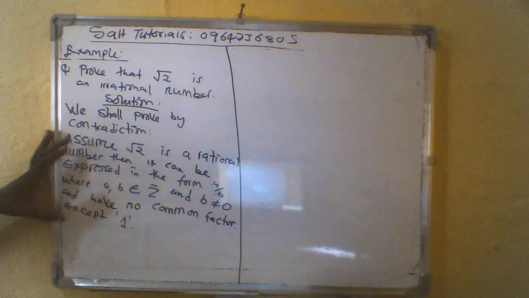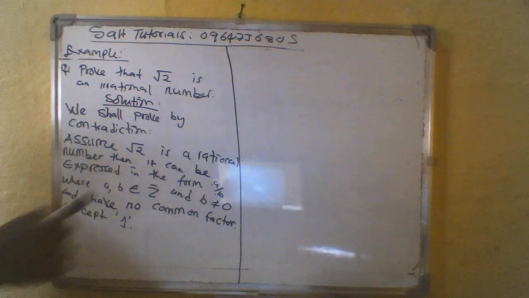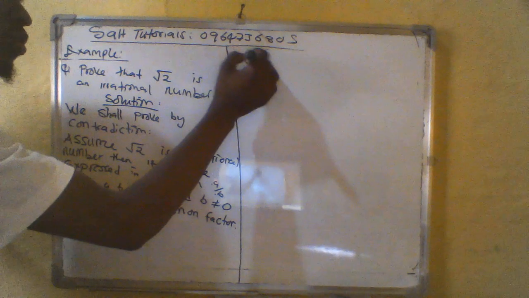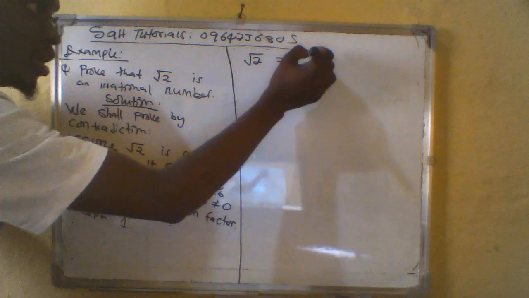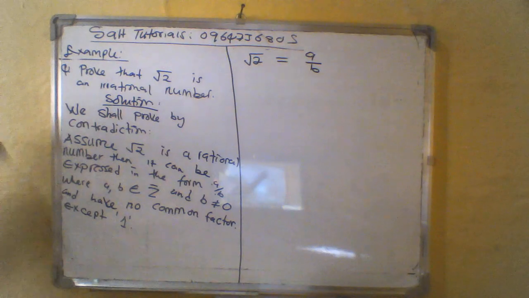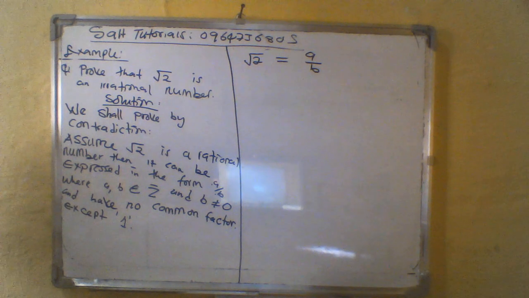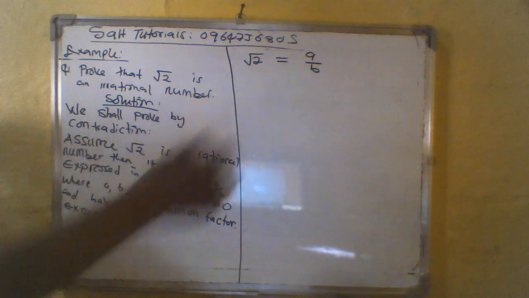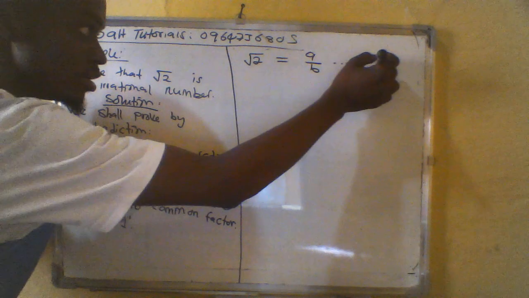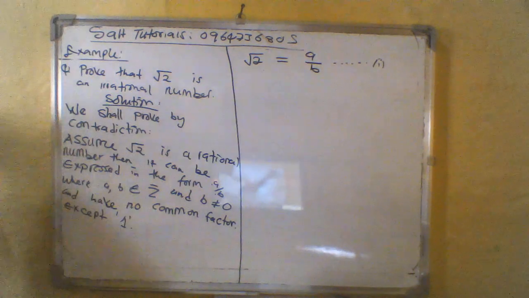So from this statement, what do we mean? We are simply saying that root 2 is equal to a over b. That's what we're trying to say. It can be expressed in the form of a over b. So just from that statement, let this be your first equation. You can label it to say this is my first equation.